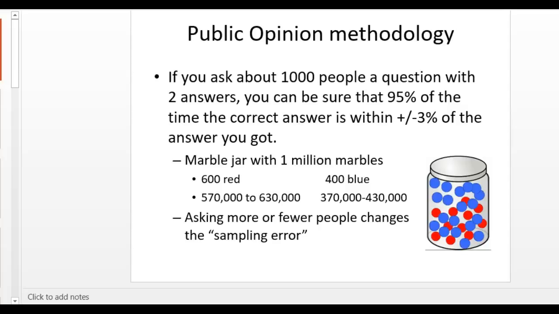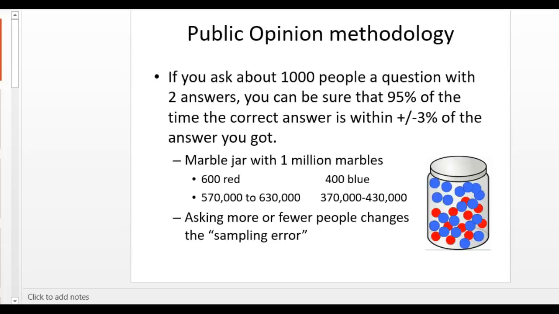We can think about it as a marble jar, giant marble jar with 1 million marbles, and some of them are red and some of them are blue. And so let's say you start drawing out marbles and you draw out 1,000, and of the 1,000 you find that 600 are red and 400 are blue. That means that 95% of the time you can be pretty sure that the correct answer is between 570,000 and 630,000 red, and a corresponding 370,000 to 430,000 blue.